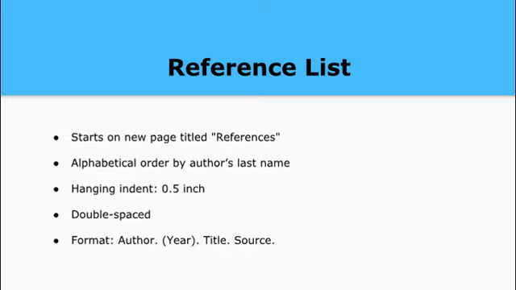For example, Smith, J. (2020). Understanding Psychology. Pearson. Pay close attention to punctuation, capitalization, and italics. If a source has a DOI, always include it at the end. Using accurate, consistent formatting in your reference list not only improves readability, but also ensures that your work meets academic standards. Next, let's talk about tips for APA-style success.